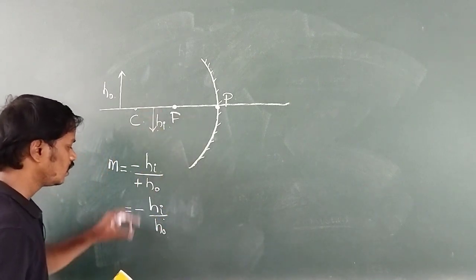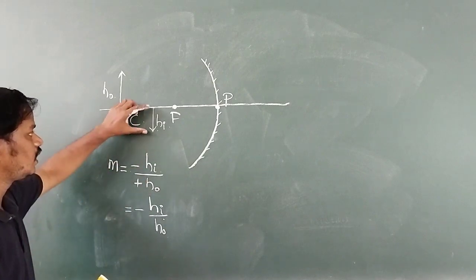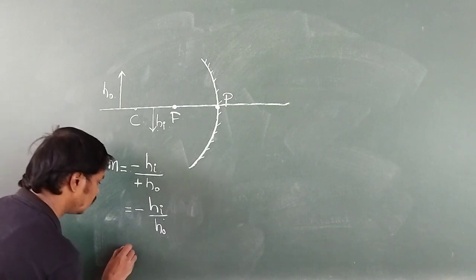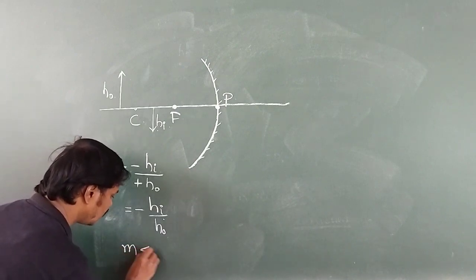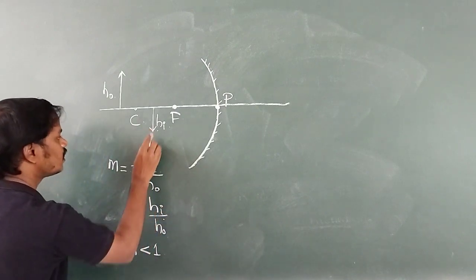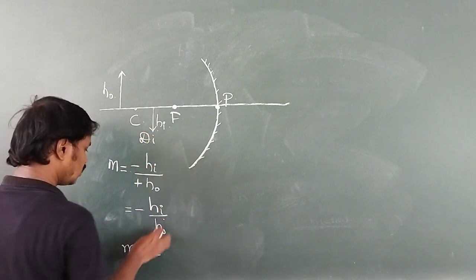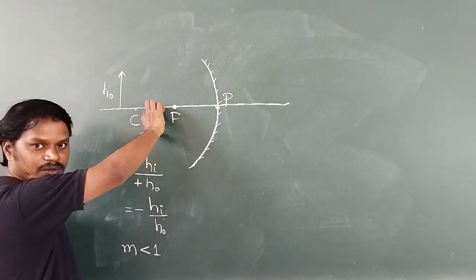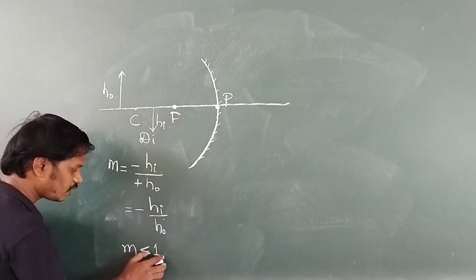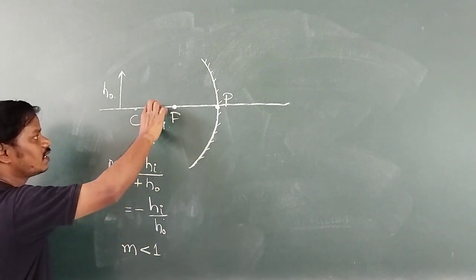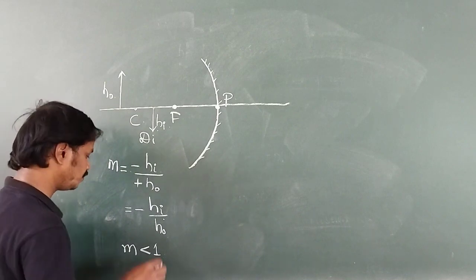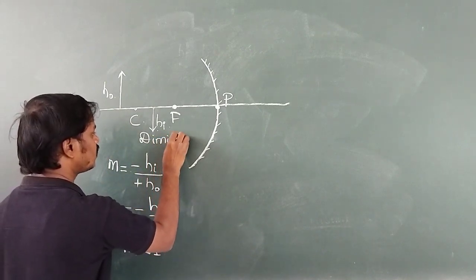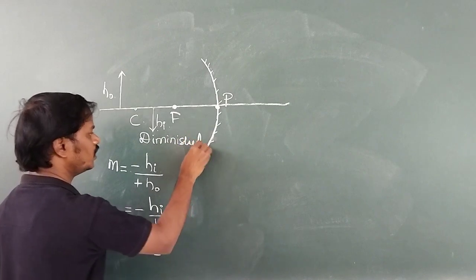And one more thing, hi is less than ho. In the diagram, the height of the image is less than the height of the object. Hence, m is less than 1, so the image is said to be diminished. The negative sign tells that the nature of the image is real and inverted, and m less than 1 tells that the size of the image is diminished.